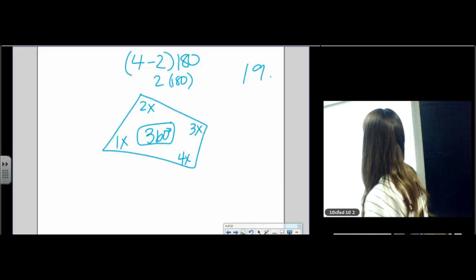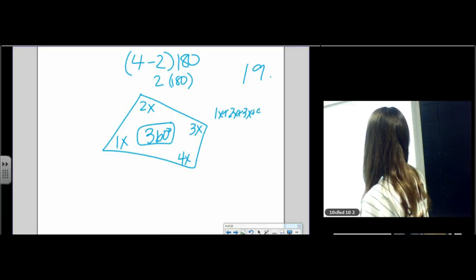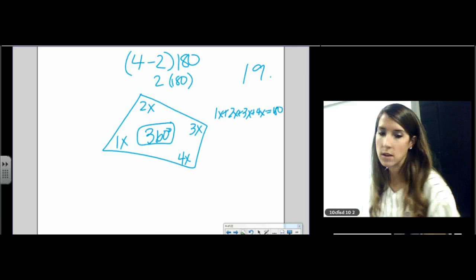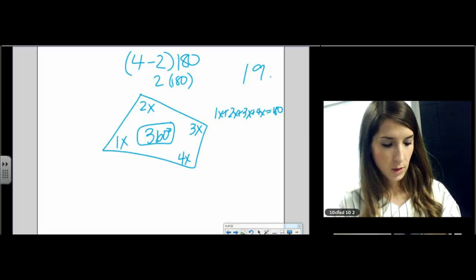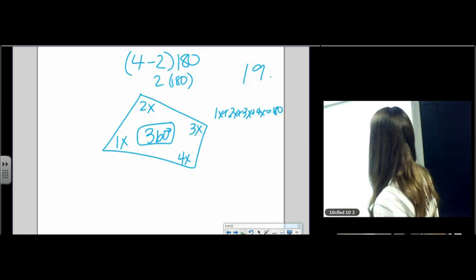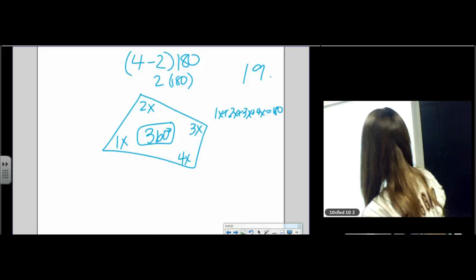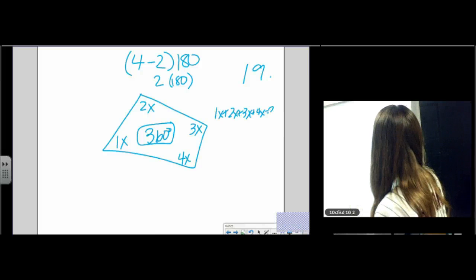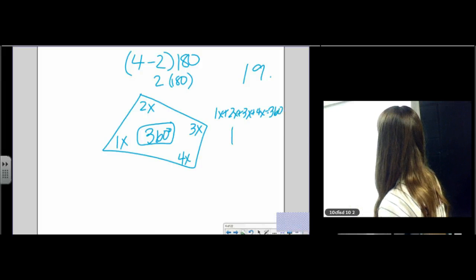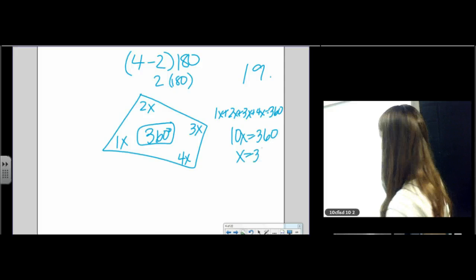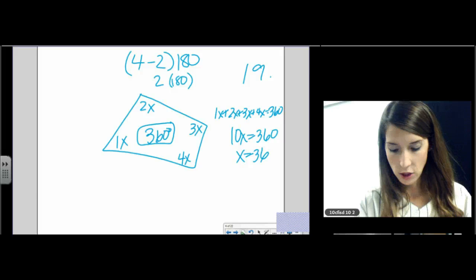You can tell what's happening here. 1x plus 2x plus 3x plus 4x equals 180. Can you get it from there? Or do you want me to keep going? Not 180, sorry. 360. 10x equals 360, x is 36, and then to find the measure of each one, you would plug it back in.